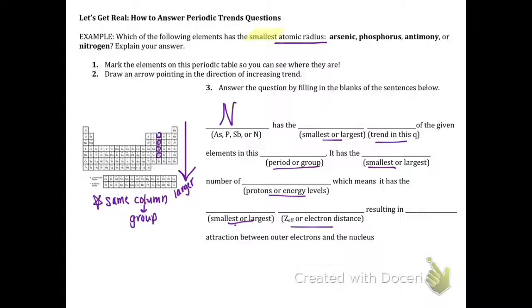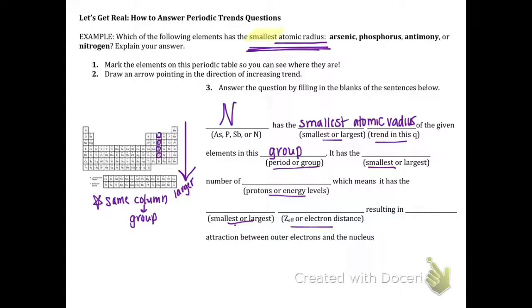So you answer the question, nitrogen has the, and you basically go back to what the original question said, and you're going to write it down. It has the smallest atomic radius of the given elements in this. Period is row, group is column, and we already established that this is a group. The 4 elements are in the same column. So the question is, why does nitrogen have the smallest atomic radius?